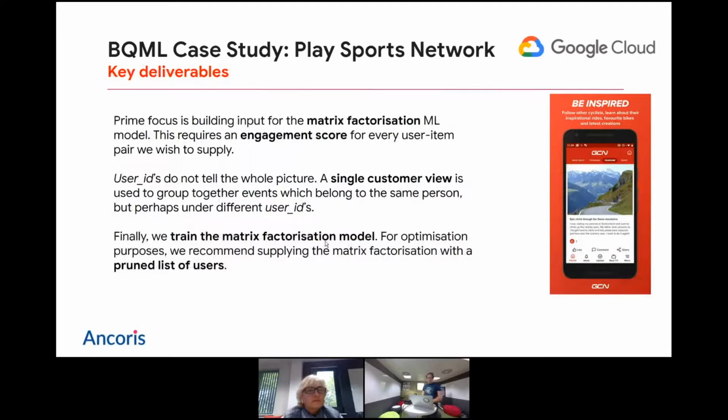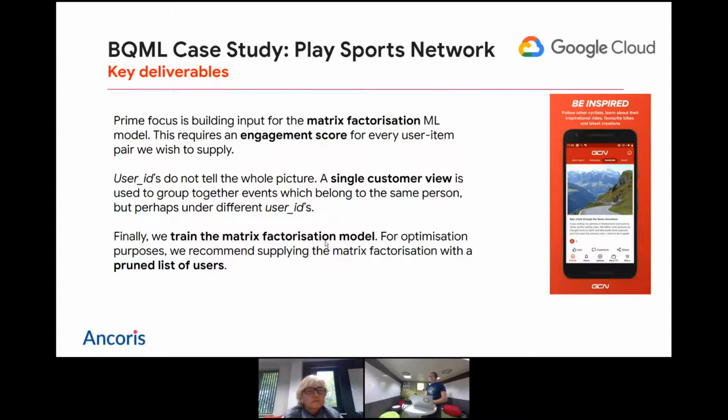Okay, now what we basically delivered for them was what's called a matrix factorization model. That's available in BigQuery ML, so we used BigQuery ML to actually train the model. We did it all in SQL, and we did it all productionized using dbt.